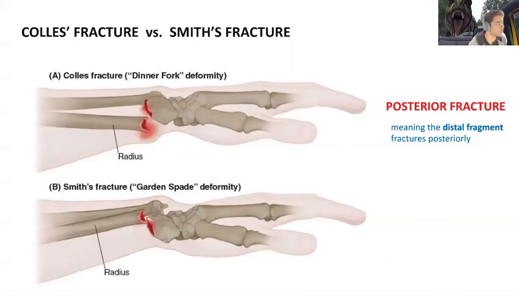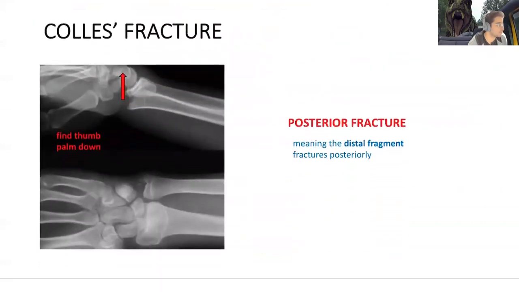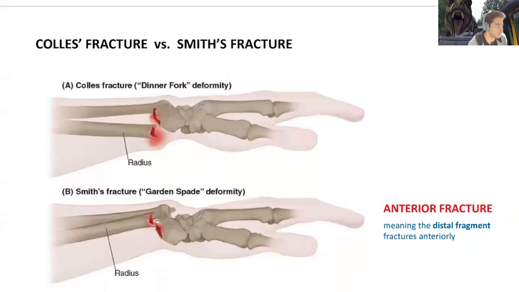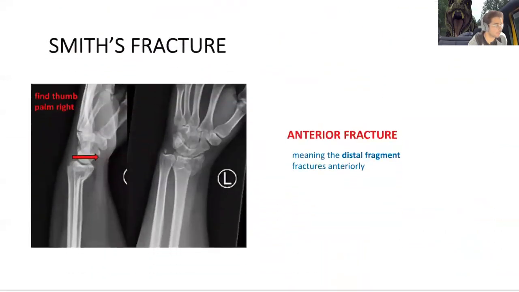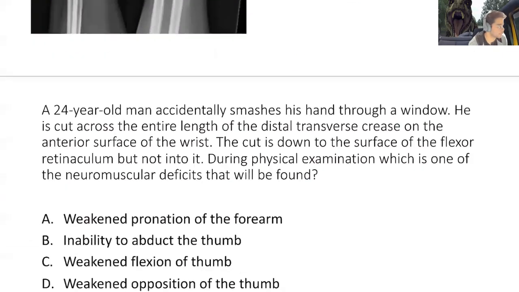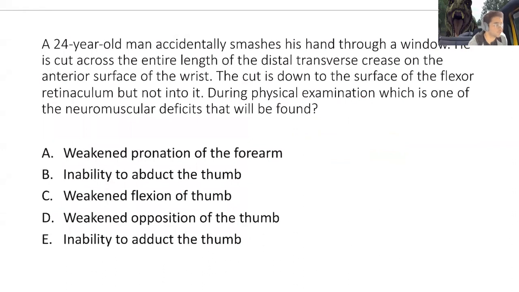Sometimes they might use the buzzwords dinner fork versus the garden spade. I personally didn't memorize it that way. If it's posterior, it's a Colles fracture. And the Smith's fracture is anterior displacement of the fragment. Nicely done. They might give you a radiograph image of it. You have to know where it's moved, and know your lateral versus your direct view on an X-ray. Anterior, posterior view, sorry. Let's do this question.